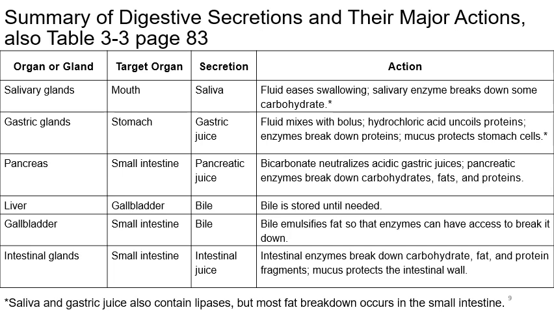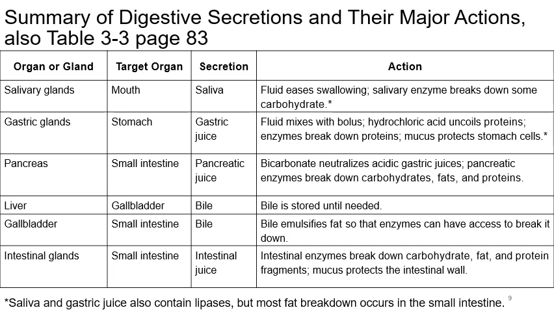The liver targets the gallbladder. The secretion is bile. Just remember, bile is stored until it's needed. So it's produced by the liver and stored in the gallbladder. The gallbladder targets the small intestine and secretes bile. Bile emulsifies the fat. It breaks down the fat so the enzymes can have access to break it down. Intestinal glands target the small intestine, which secretes intestinal juice. Intestinal enzymes break down carbohydrate, fat, and protein fragments, like when it's smaller. And the mucus protects the intestinal walls.